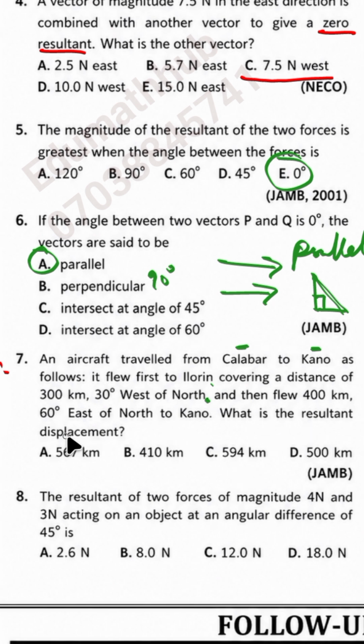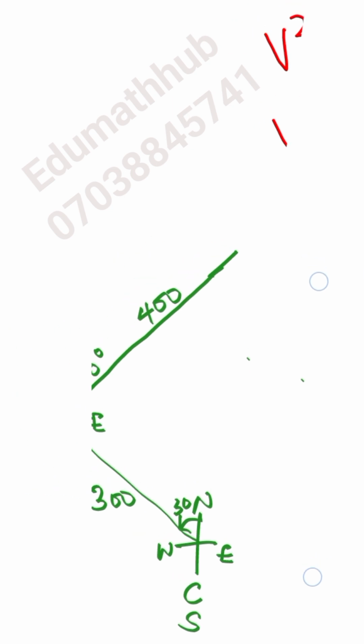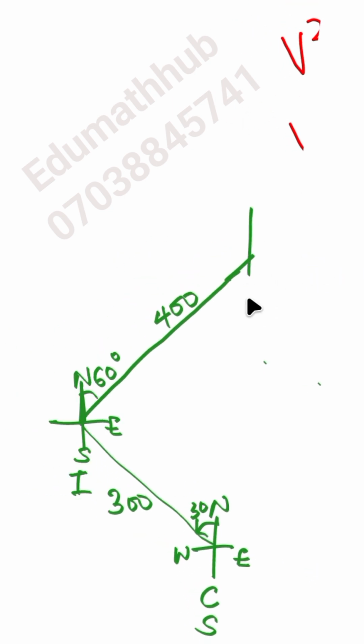What is the resultant displacement? So this part where it stopped is Kano. This is Kano here. Put your cross there. This is now Kano. So you're told to find the resultant displacement. Now what is resultant displacement? That will be the distance from the starting point to the finishing point.